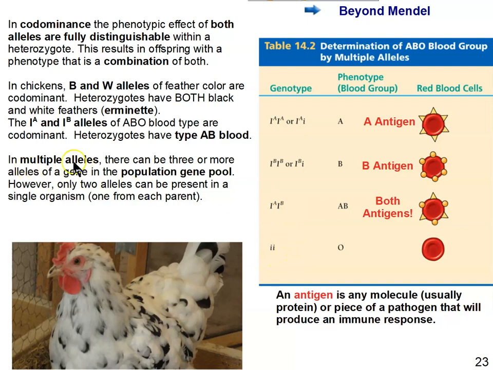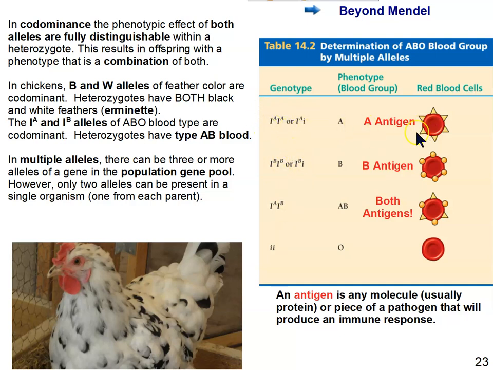But the idea in multiple alleles is that out in the human population, in the human gene pool, in all the humans that are out there on the planet, there are three alleles that code for blood type, but each individual can only have two, because you get one from your mother and one from your father. So each individual only has two. If you look at all of these genotypes, there are only two alleles.